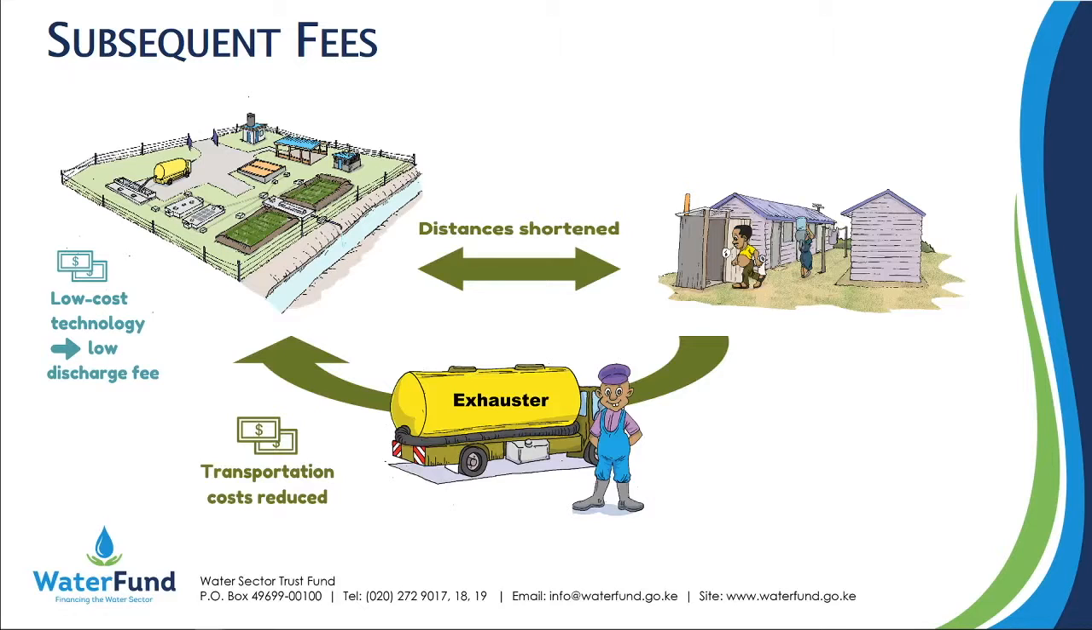Then, of course, the WSPs have to charge some minimal cost to the emptiers. Otherwise, they will find their ways into other places, the environment, where they can empty this. So if the fee is a bit affordable, you'll find that most of the tankers are going there to empty the sludge for further treatment.